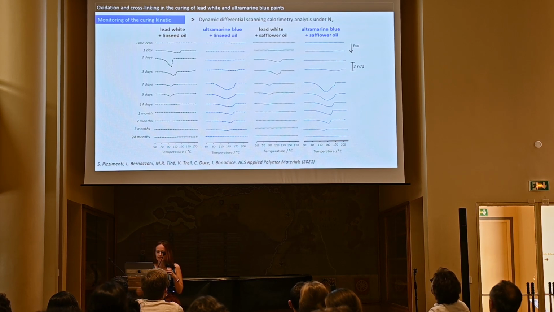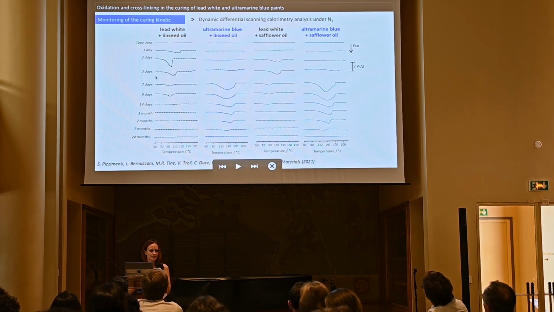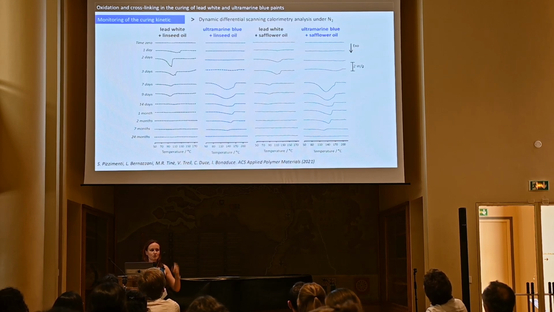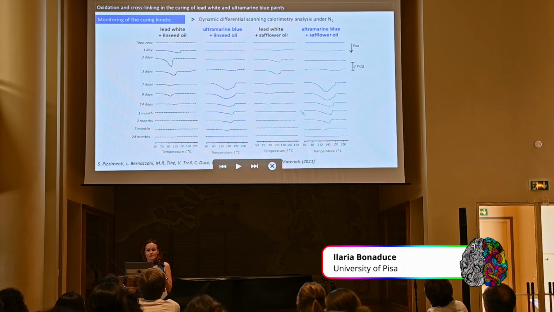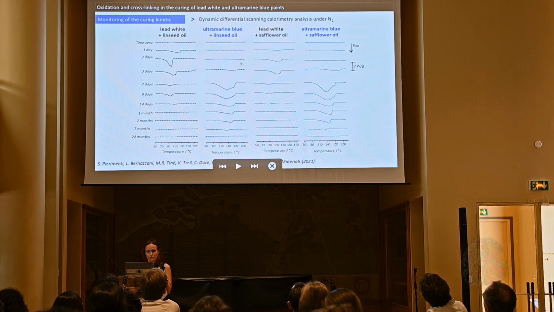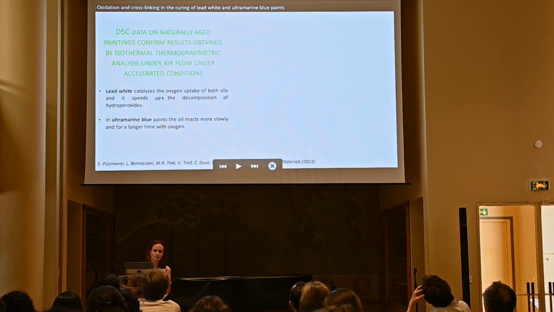These are our paint systems. On the left, again, is linseed oil. On the right is safflower oil. Blue is ultramarine blue, and black is lead white. And so we can see that active species start earlier in linseed oil than in safflower oil, and this is the same for both pigments. But we can also see that it takes longer for ultramarine blue paints to start producing these active species than lead white. This confirms what we already saw also by TGA.